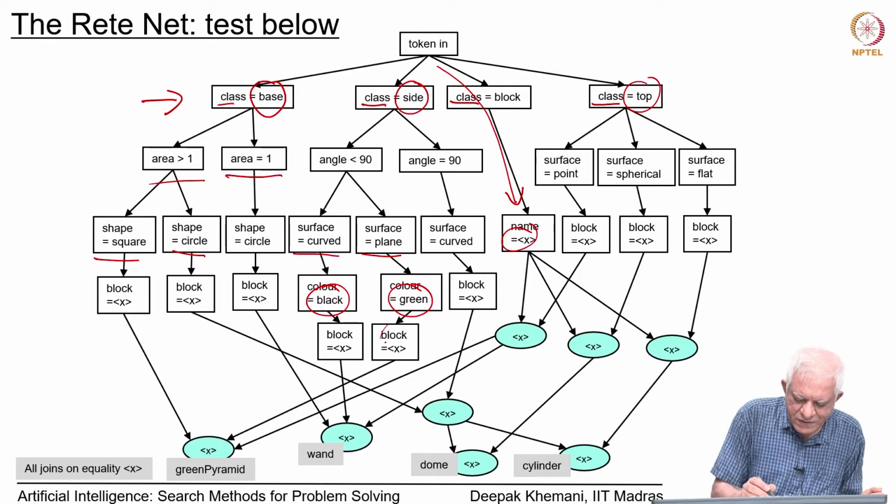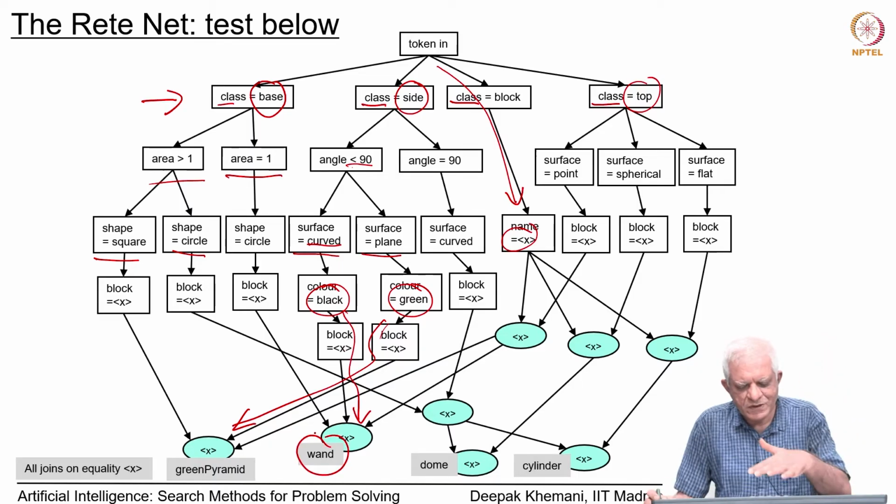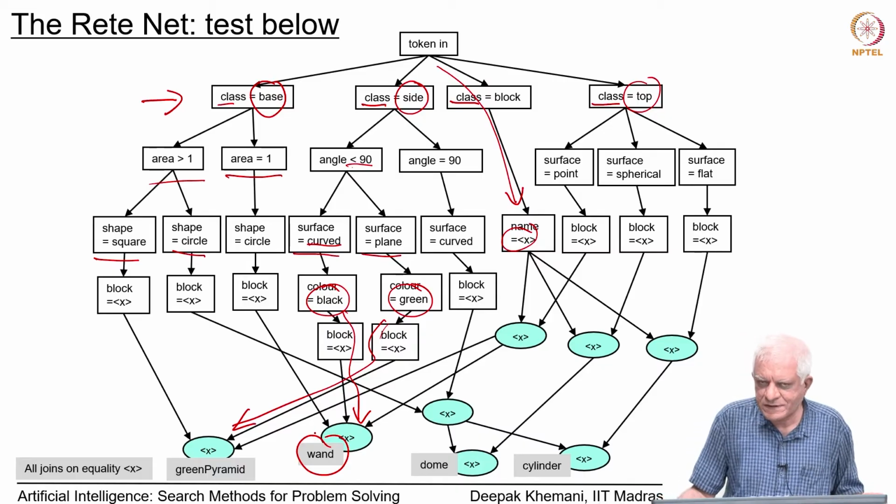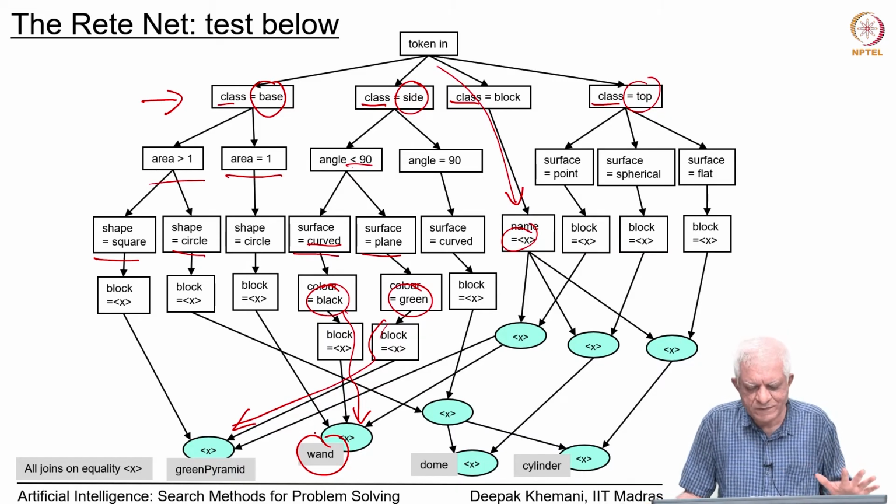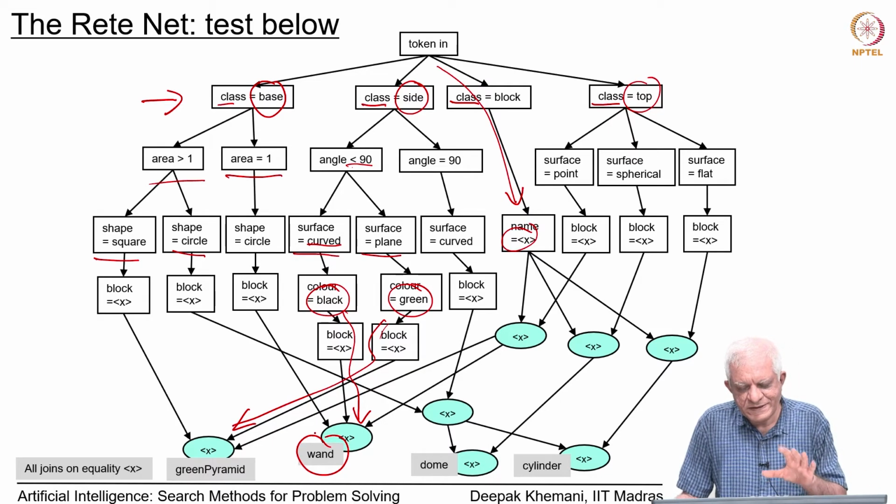So, you can see that this token which is going to come down here is going to go here, and if it satisfies this fact that the side is angle less than 90, that means it is inclined, it is curved and its color is black, then it will flow down here, which is the wand rule essentially. So, you can imagine this is a network that we construct for the 4 rules that we had for the green pyramid, the wand, the dome and the cylinder, and this is simply a representation of the rules.